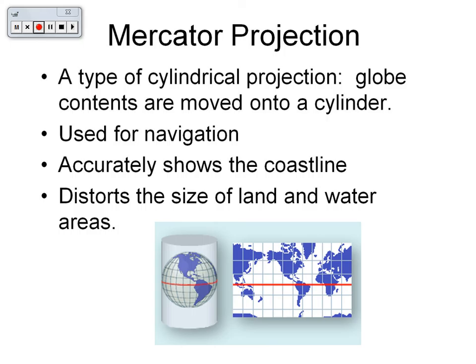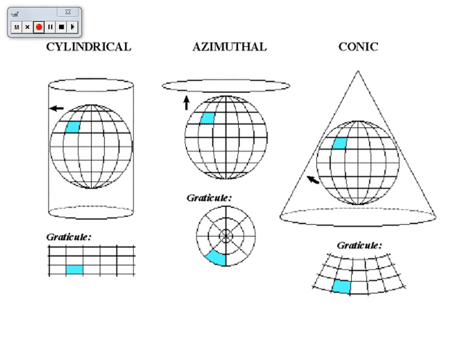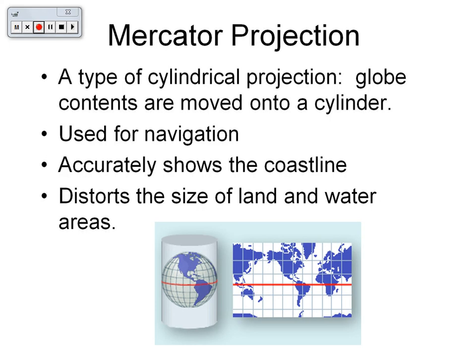A Mercator projection is a type of cylindrical projection, as you see over here on the left. This is the main type that is used for navigation. What a cartographer will do, and a cartographer is someone who makes maps, is make sure that the coastlines of continents are accurately shown, but what they cannot do is show land and water areas correctly.